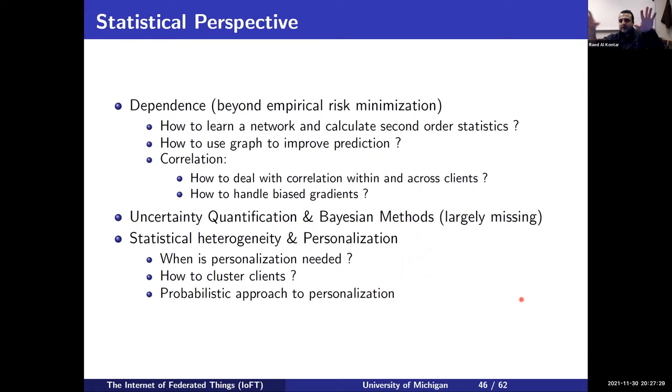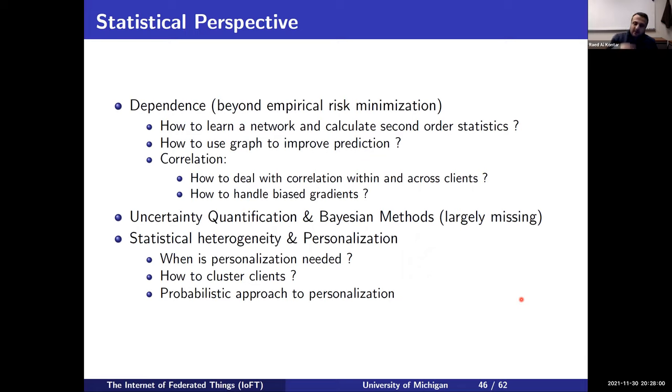Another one is correlation. What if not only the clients are correlated, but the data inside each client is correlated? So SGD in the presence of correlation, be it across clients or within each client, the gradients become biased. How can we use SGD? How can we rethink our methods in such a situation? The gradients are biased, and there are some recent papers that actually prove that convergence only can happen when we have very large batch sizes. How can we do that?